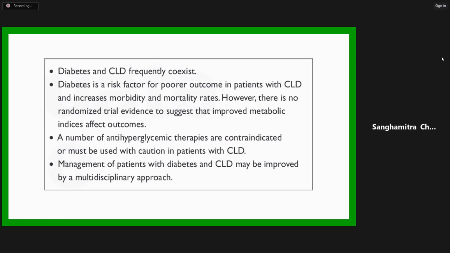Now, diabetes and CLD frequently coexist, and it's very challenging because we do not know sometimes what to do with the carbohydrate. We need to give carbohydrate, but at the same time, we need to restrict carbohydrate. So ideally, the choice of carbohydrate has to be taken into account, and the management of patients with diabetes and CLD may be improved if we have a multidisciplinary approach. Next slide.